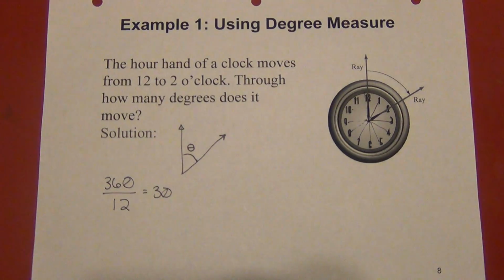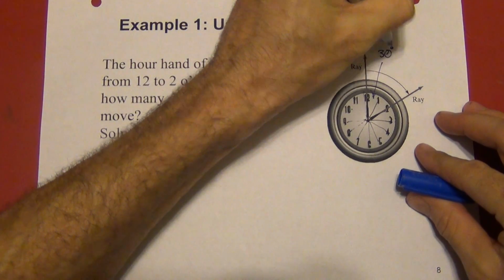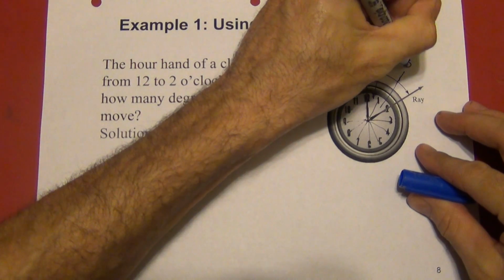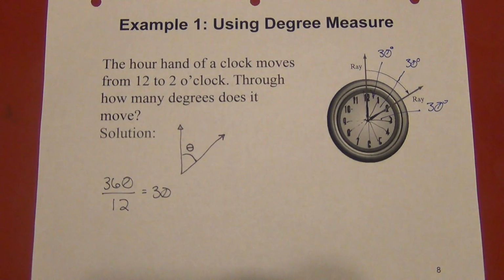So this right here is 30 degrees, right? This right here is 30 degrees. This here is 30 degrees. I've got 30 degrees all the way around, okay?